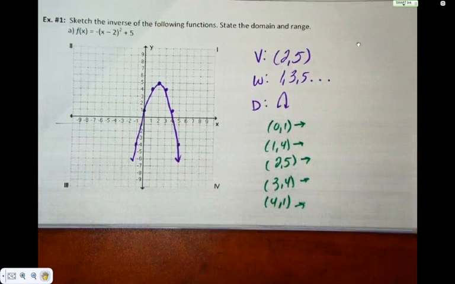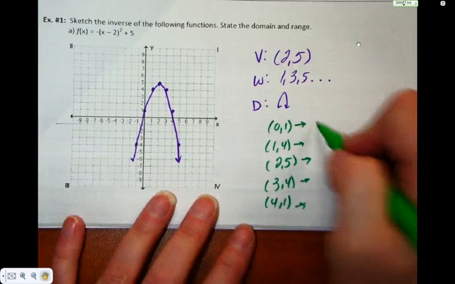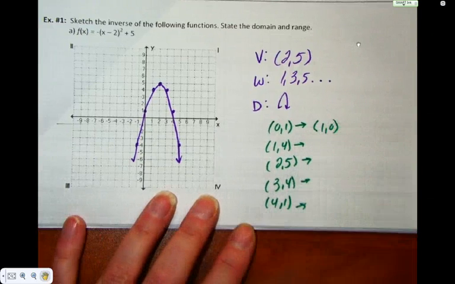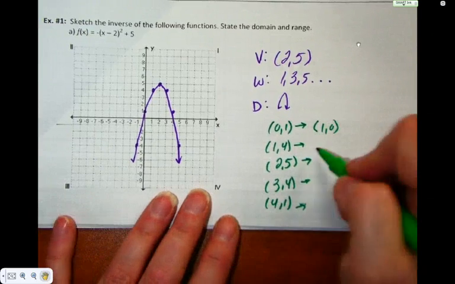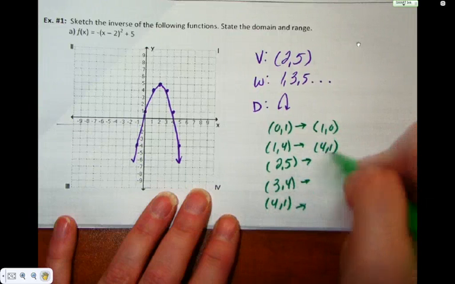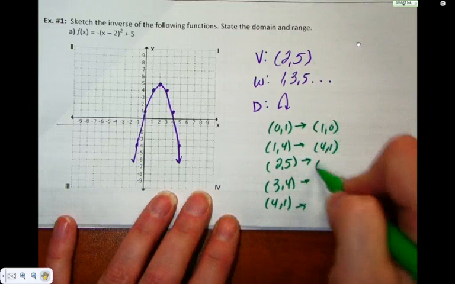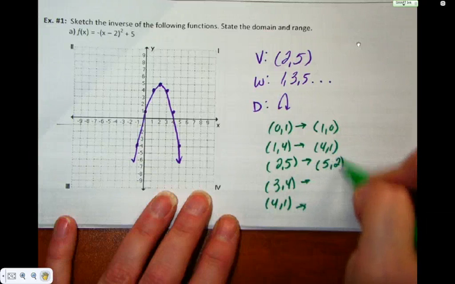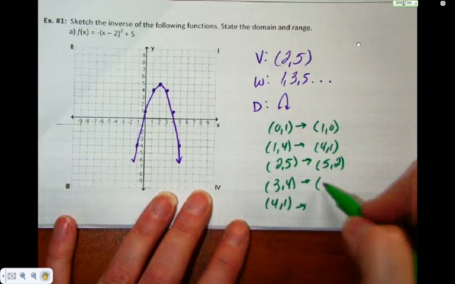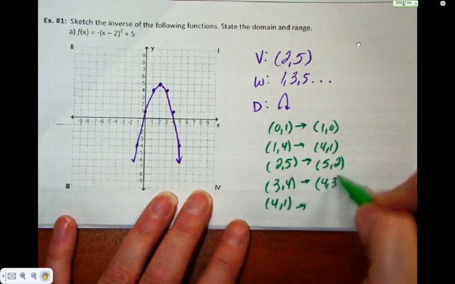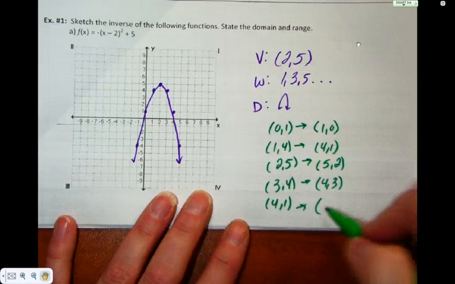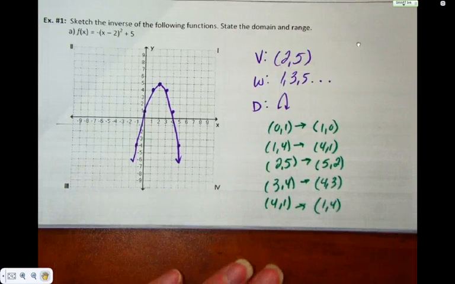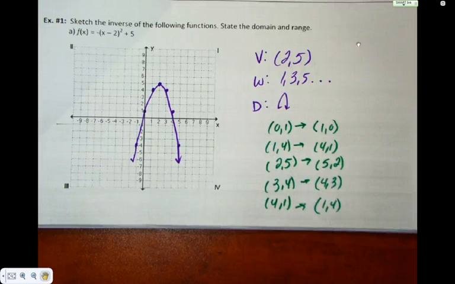Inverse, we just physically swap them around, so 0, 1 becomes 1, 0. 1, 4 becomes 4, 1. 2, 5 becomes 5, 2. April's rocking this. 3, 4 becomes 4, 3. And 4, 1 becomes 1, 4. Okay, so point people, go ahead and plot those.